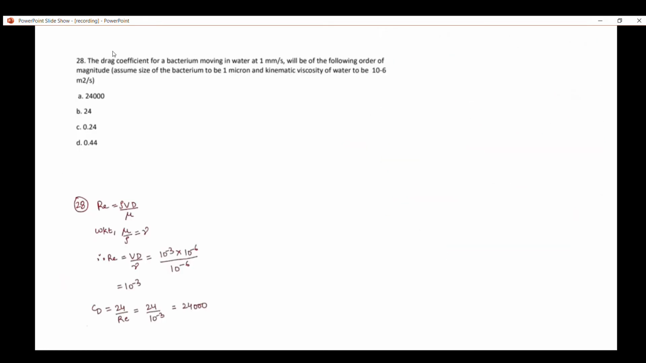So in this question we have to find out the drag coefficient, and for finding out the drag coefficient, first of all we need to know the Reynolds number. So we have kinematic viscosity, which is dynamic viscosity upon density. We know all these values, and on substituting that we'll get Reynolds number equals 10 to the power minus 3. So for this range the drag coefficient formula is 24 upon Reynolds number. So the correct answer is 24,000, which is option A.